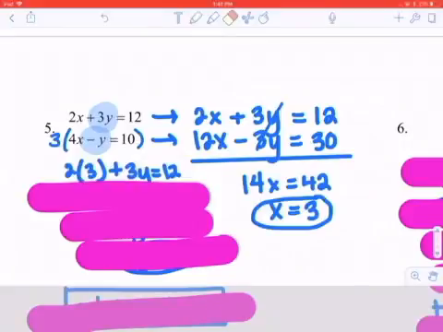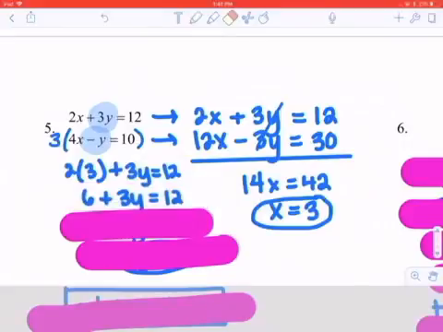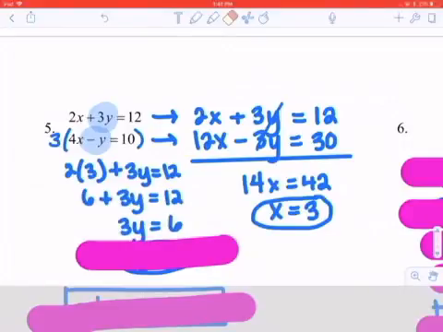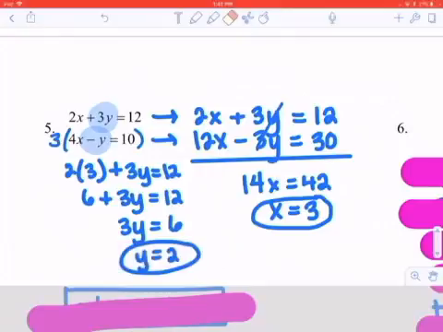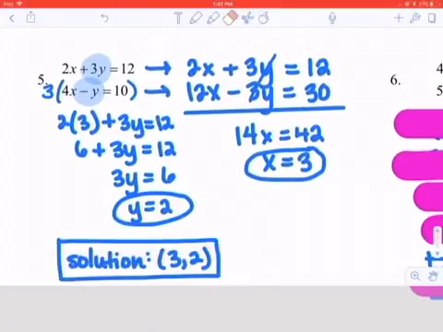Substitute 3 into one of your originals. I used the first one. 2 times 3 plus 3y equals 12. 6 plus 3y equals 12. Subtract 6: 3y equals 6. Divide by 3: y equals 2. Final answer: 3, 2.